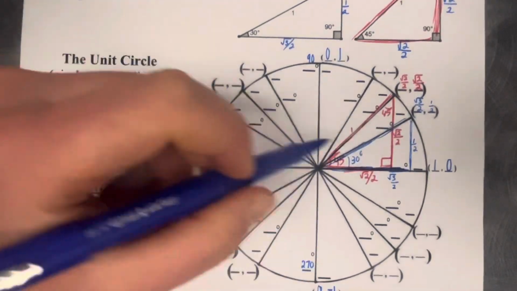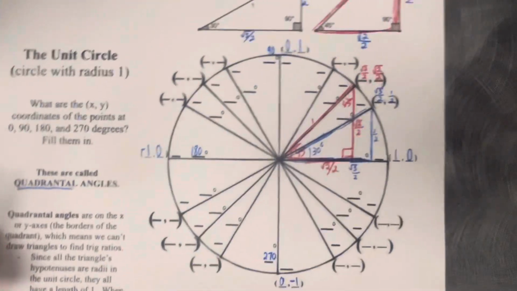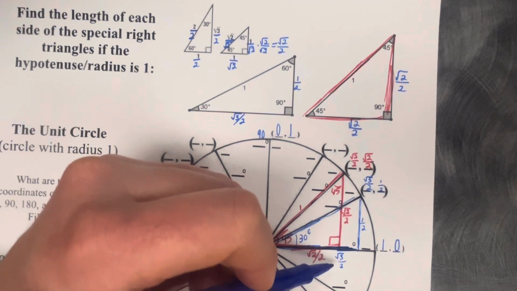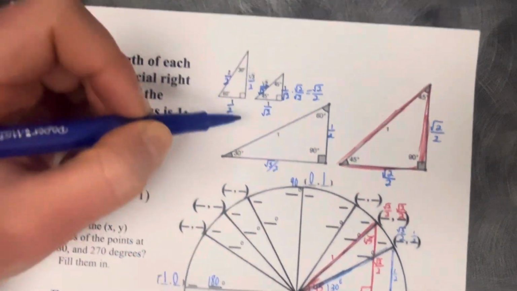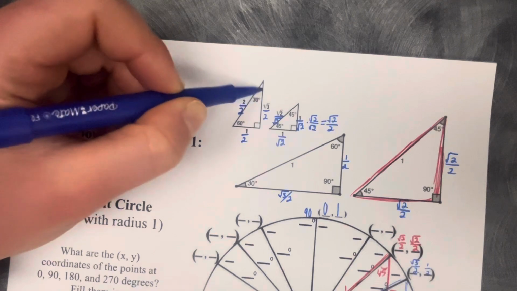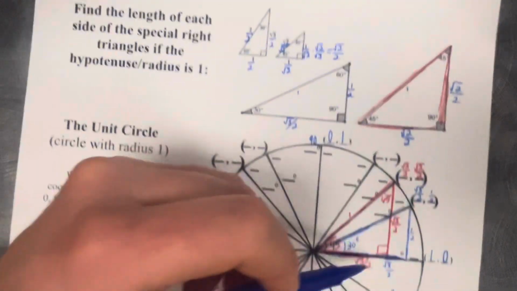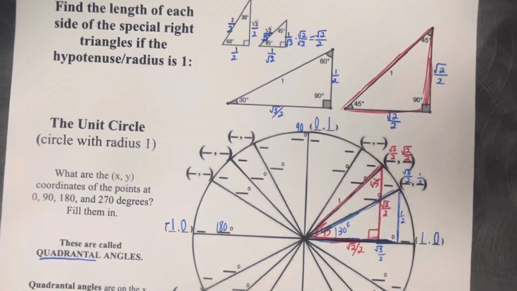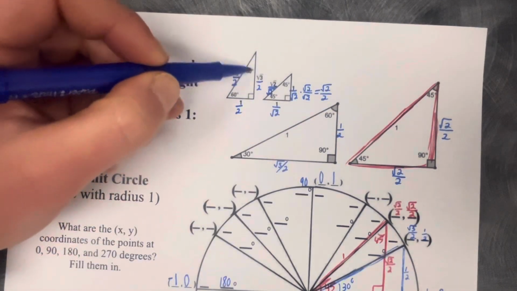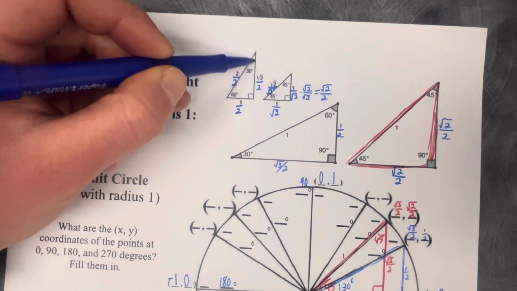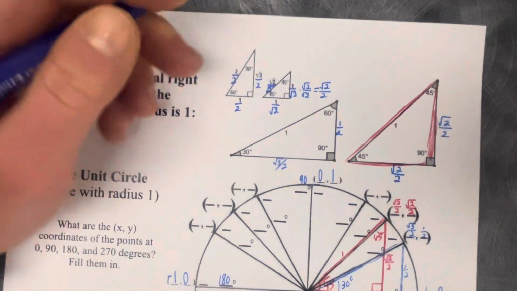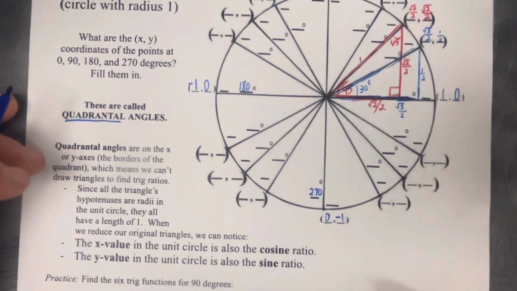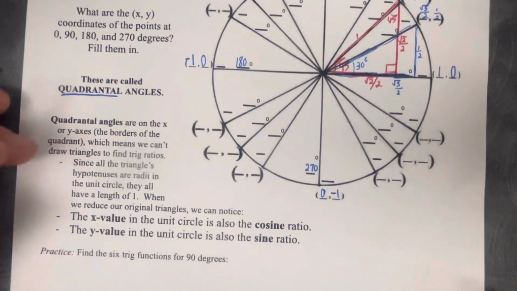And remember how we reduced our original triangles? We might notice that our x value, root 3 over 2, is the same as our cosine value if we were in our original triangle. So adjacent over hypotenuse would get you the same value, root 3 over 2. Same thing with the y value. That should look familiar. We've seen 1/2 a lot. So if we take the sine, opposite over hypotenuse, we would get 1/2. So the x value is the same as the cosine ratio, and the y value is the same as the sine ratio.